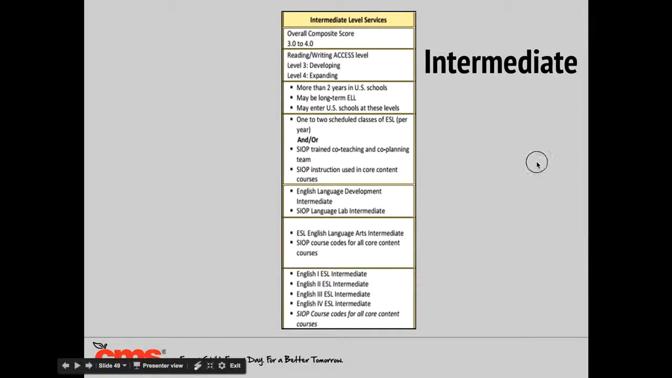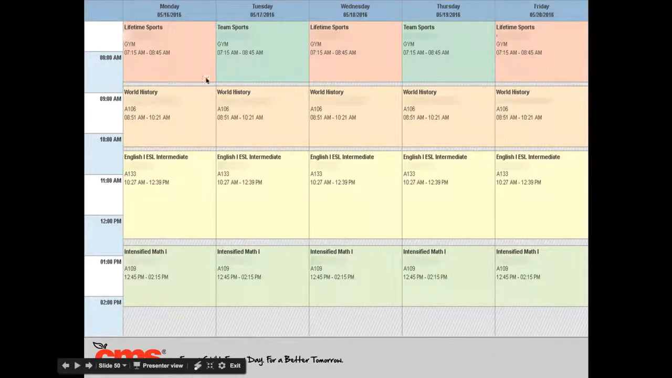So let's see what we have here. They have sports, lifetime and team sports. They've got their world history, English 1, ESL intermediate, and then their Math 1. Which, depending on the student, if they're a long-term L, they may be fine in the world history. Right. Exactly, because they are at the intermediate level.